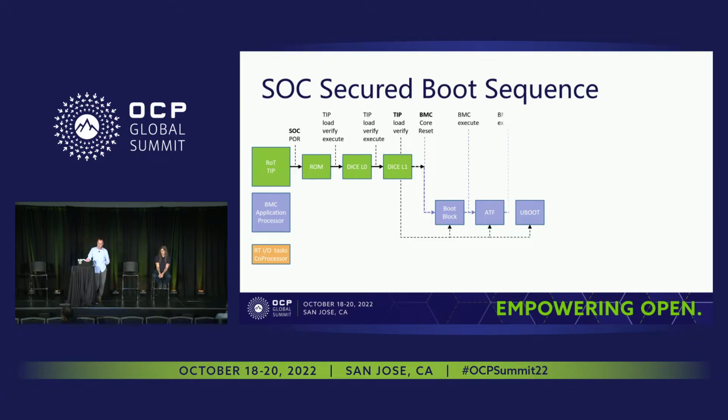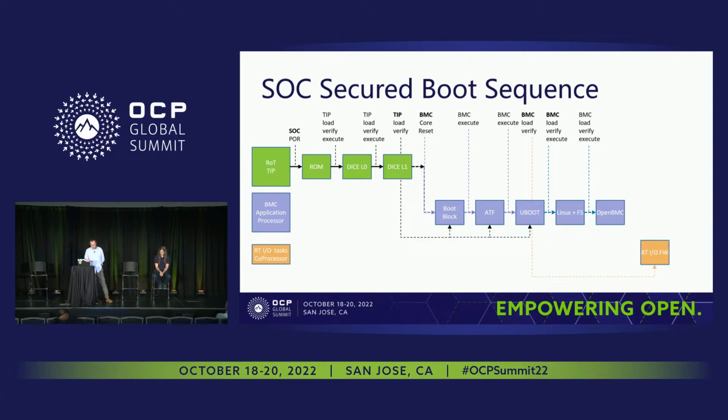Following, reset of the BMC core and execution of the measured and verified firmware up to the U-Boot. That one would be loading, verifying, and executing the Linux and file system, followed by the OpenBMC application we mentioned. It will also be loading, verifying, and executing, or releasing from reset, the real-time coprocessor to do its own work.